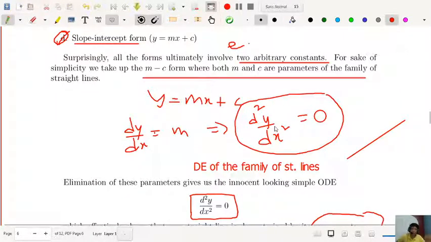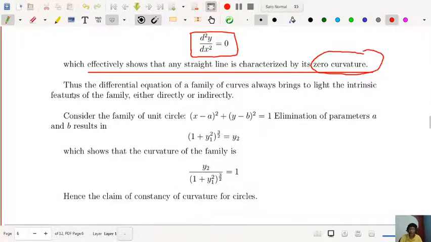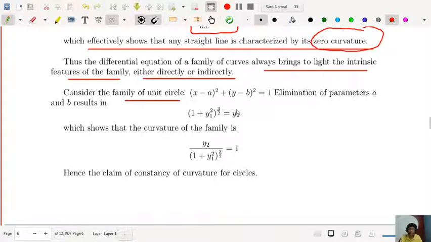Why am I doing the formulation of the differential equation? This is the significance. Clear to all of you? Let me give you one more example. The differential equation of a family of curves always brings light to the intrinsic features of the family, either directly or indirectly. So this is an intrinsic feature.